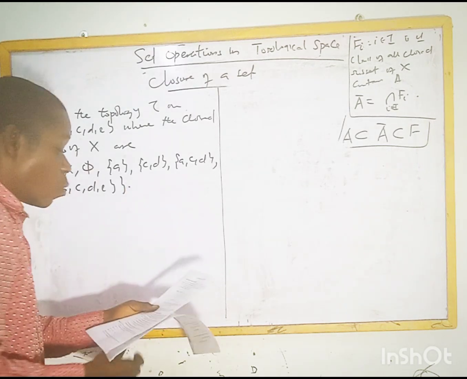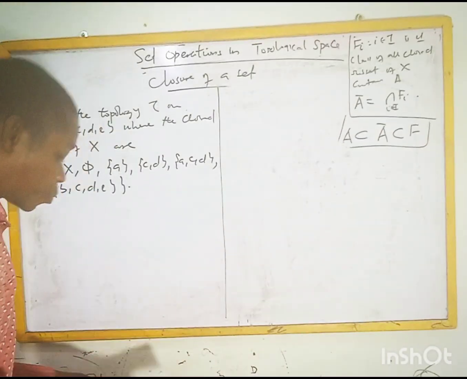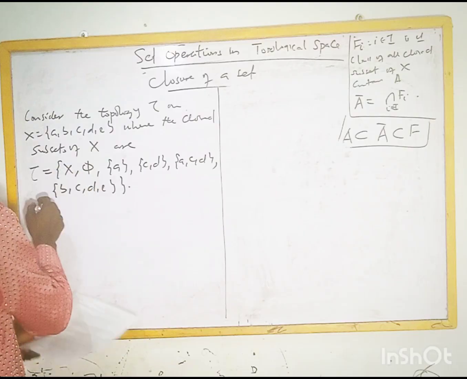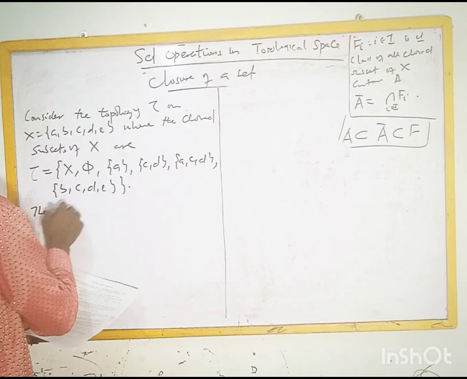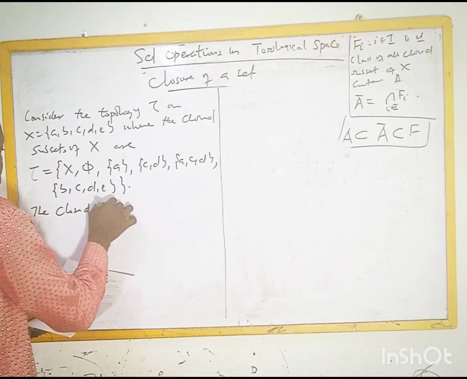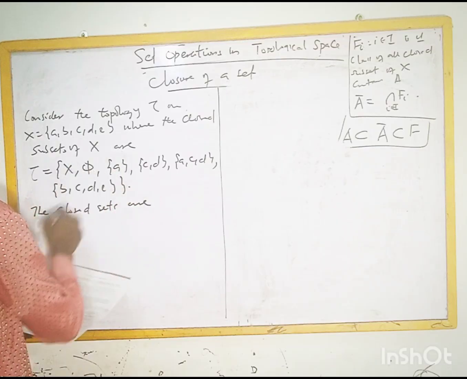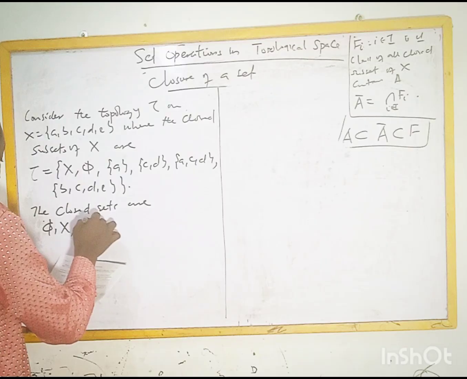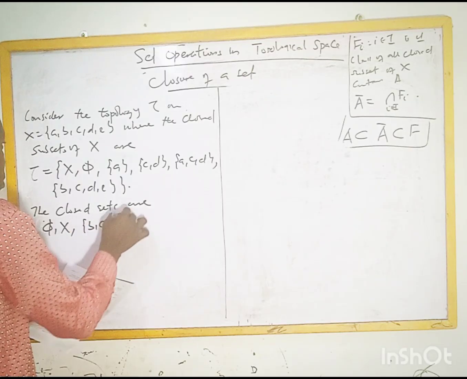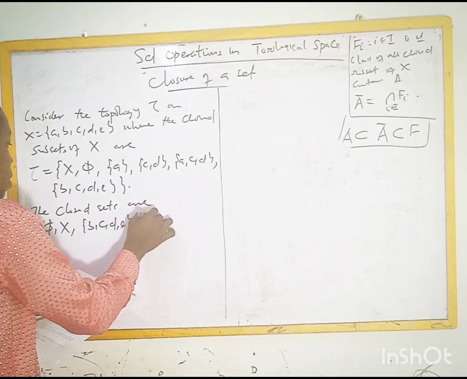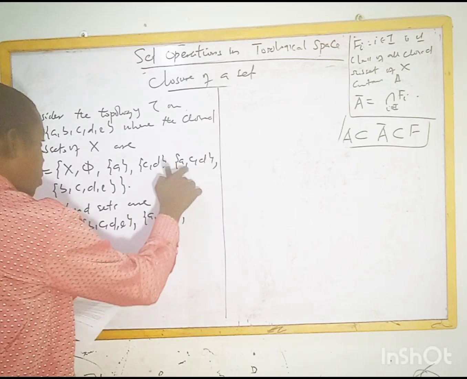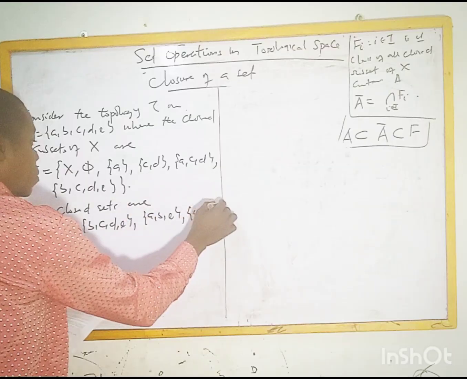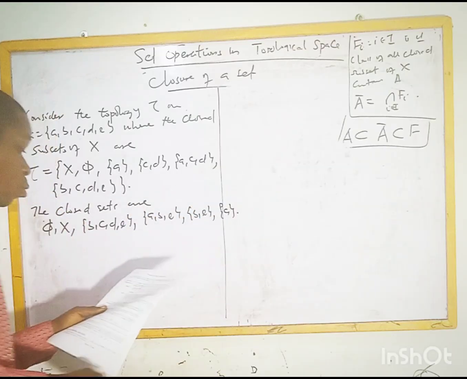So what will be the closed sets of this topology? Each member of this topology will give us a closed set: we find its complement. So the closed sets are: empty set, X, B, C, D, E, then A, B, E, then B, E, and lastly A. So these are the closed sets.